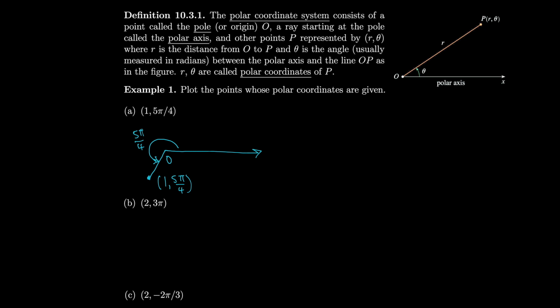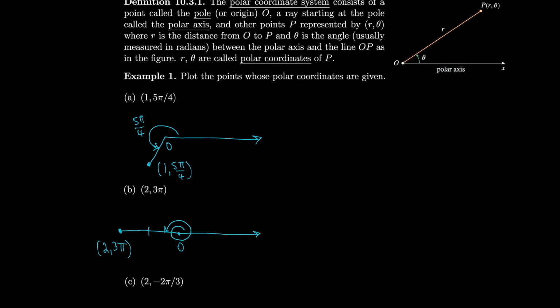How about if we have (2, 3π)? So I should draw my polar axis, and here's the origin. And then I will rotate around 3π. So here's 1π, 2π, and then 3π. So it goes all the way around. And then I have to go outward 2. So let's say that here's 1, and then over here is 2. So this is the point (2, 3π). Remember, this angle is rotated all the way around 3π.